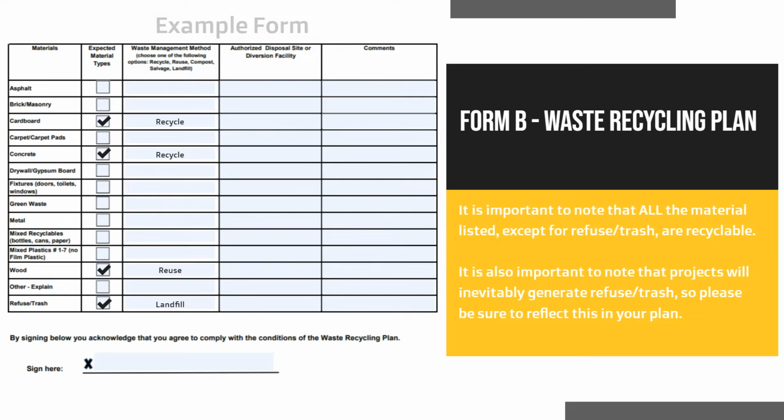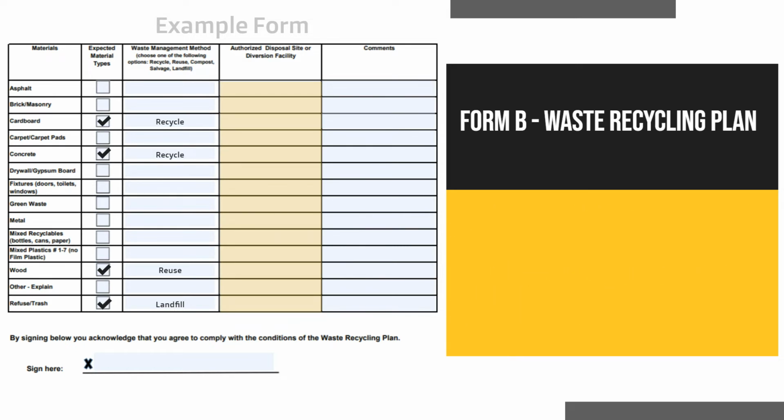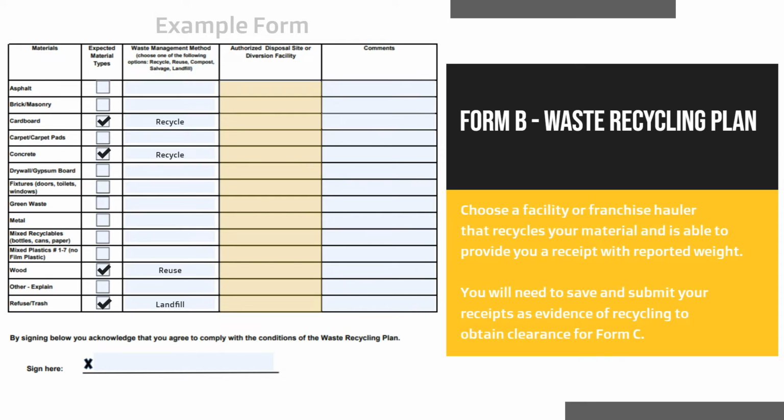For your own project, after deciding how you wish to manage your C&D waste, you will need to decide how you will be transporting the material and where you will be transporting it to. When creating this plan, choose a facility or franchise hauler that recycles your material and is able to provide you a receipt with reported weight. You will need to save and submit your receipts as evidence of recycling to obtain clearance for Form C.